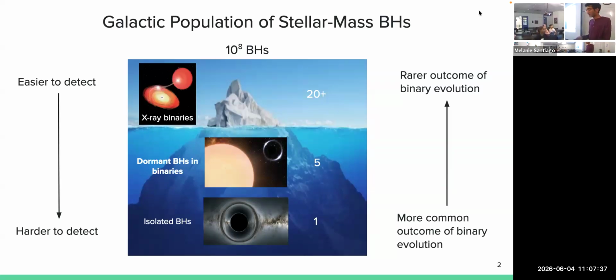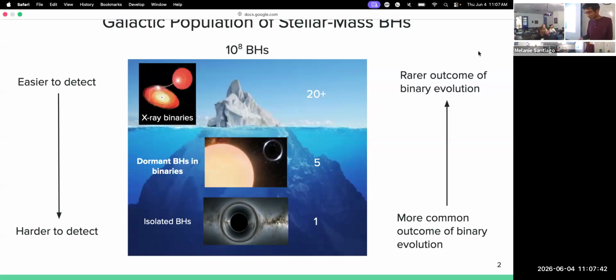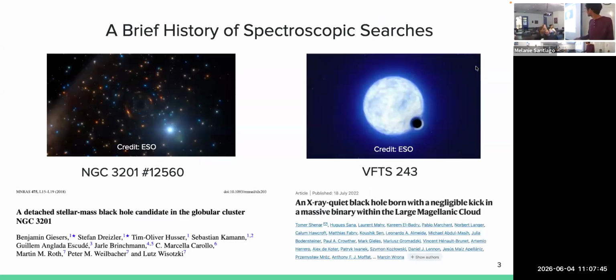So how have people tried to find dormant black holes? The classical method of finding them is through extensive spectroscopic surveys, looking for what are called single-line spectroscopic binaries, where you only see the signature of one star, and you look for binaries that have large spectroscopic mass functions, implying that they have a black hole companion. But this is a needle in the haystack problem, and these systems are quite rare, so false positives are abundant.